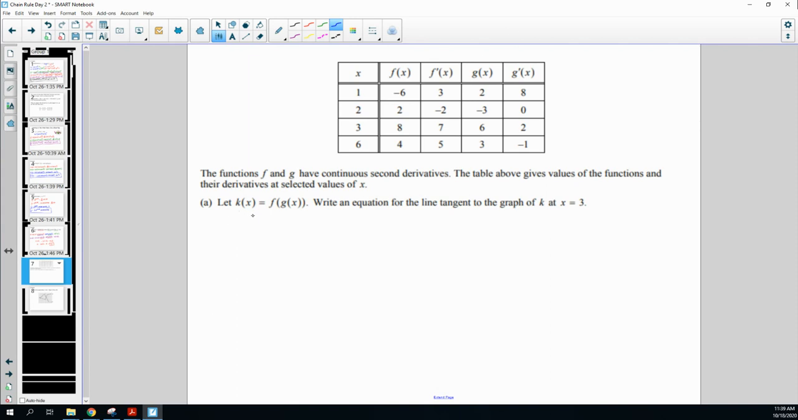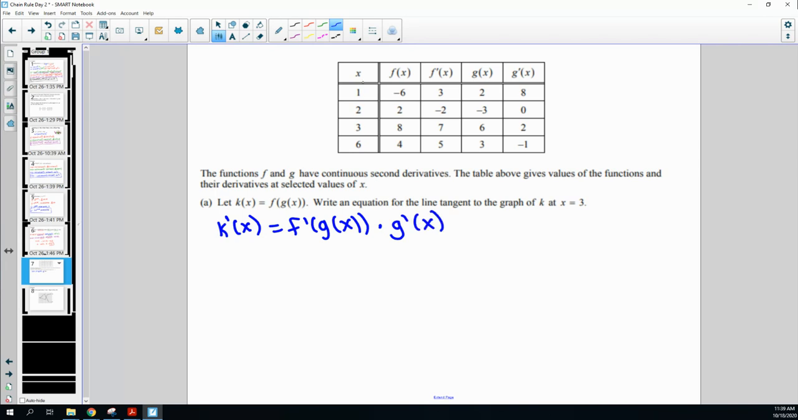So they're saying let k of x equal f of g of x. Write an equation for the line tangent to the graph of k at x equals 3. So it's asking for the equation of the tangent line. What that means is we have to first find the derivative. So k of x, if I'm trying to find the derivative, so k prime of x, I'm using the chain rule. So it's going to be f prime of g of x times g prime of x.